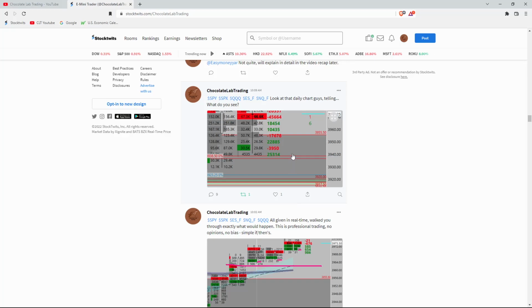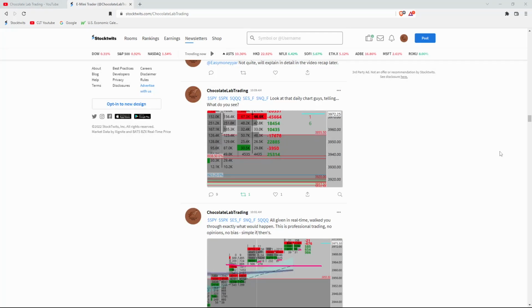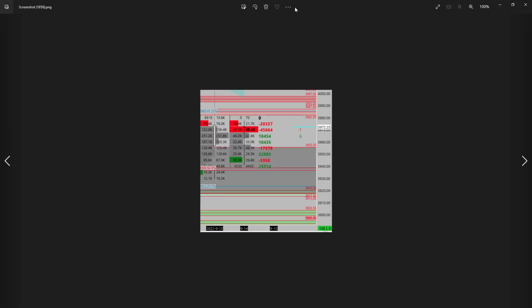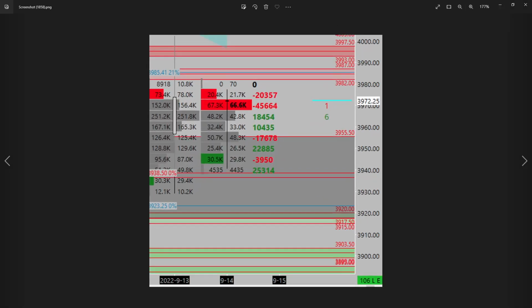Look at the daily chart, guys, telling you guys something. What do you see? So this, let me pull out the picture. This is small too. All right. So, a few things we could take from this daily distribution. First, it's looking P-shape like that, and we have severe exhaustion. Zero print, 70 contracts bought, over 20,400 contracts sold there. So huge, huge selling imbalance.